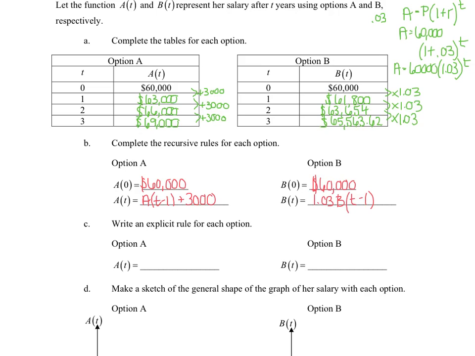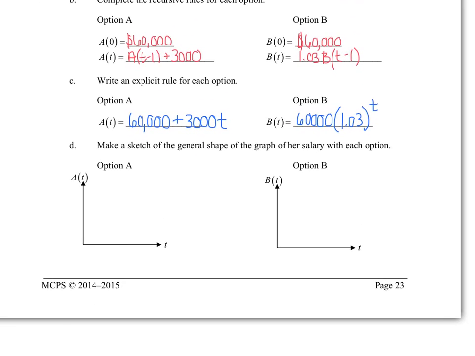Our explicit rules, well, we already talked about with option B. B of t is 60,000, my starting amount, times my growth rate, which is 1.03 to the power of t. Option A, my explicit rule is my starting amount, 60,000, plus 3,000, my common difference, times t. And again, remember, you have these formulas on your formula sheet, and that will help you.